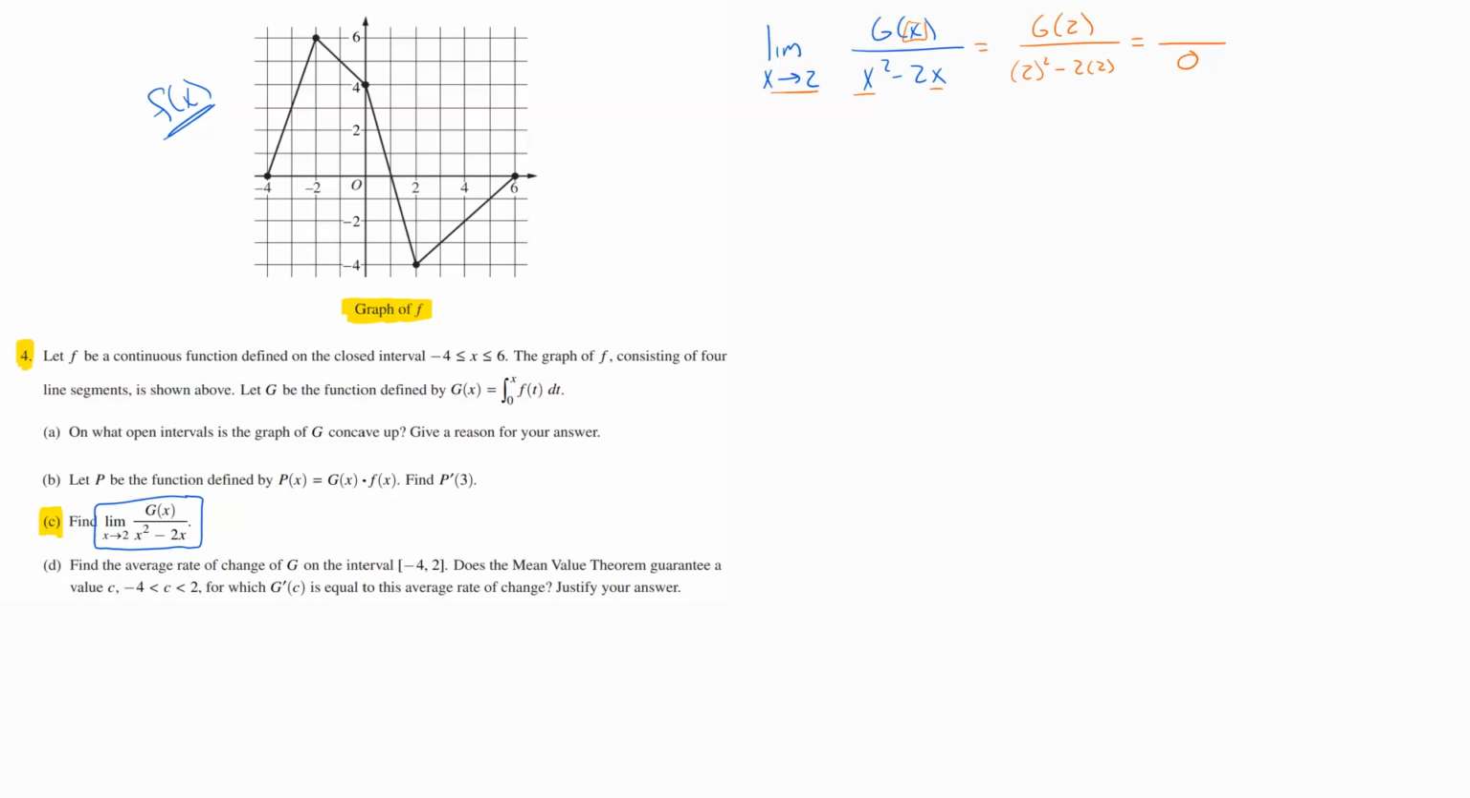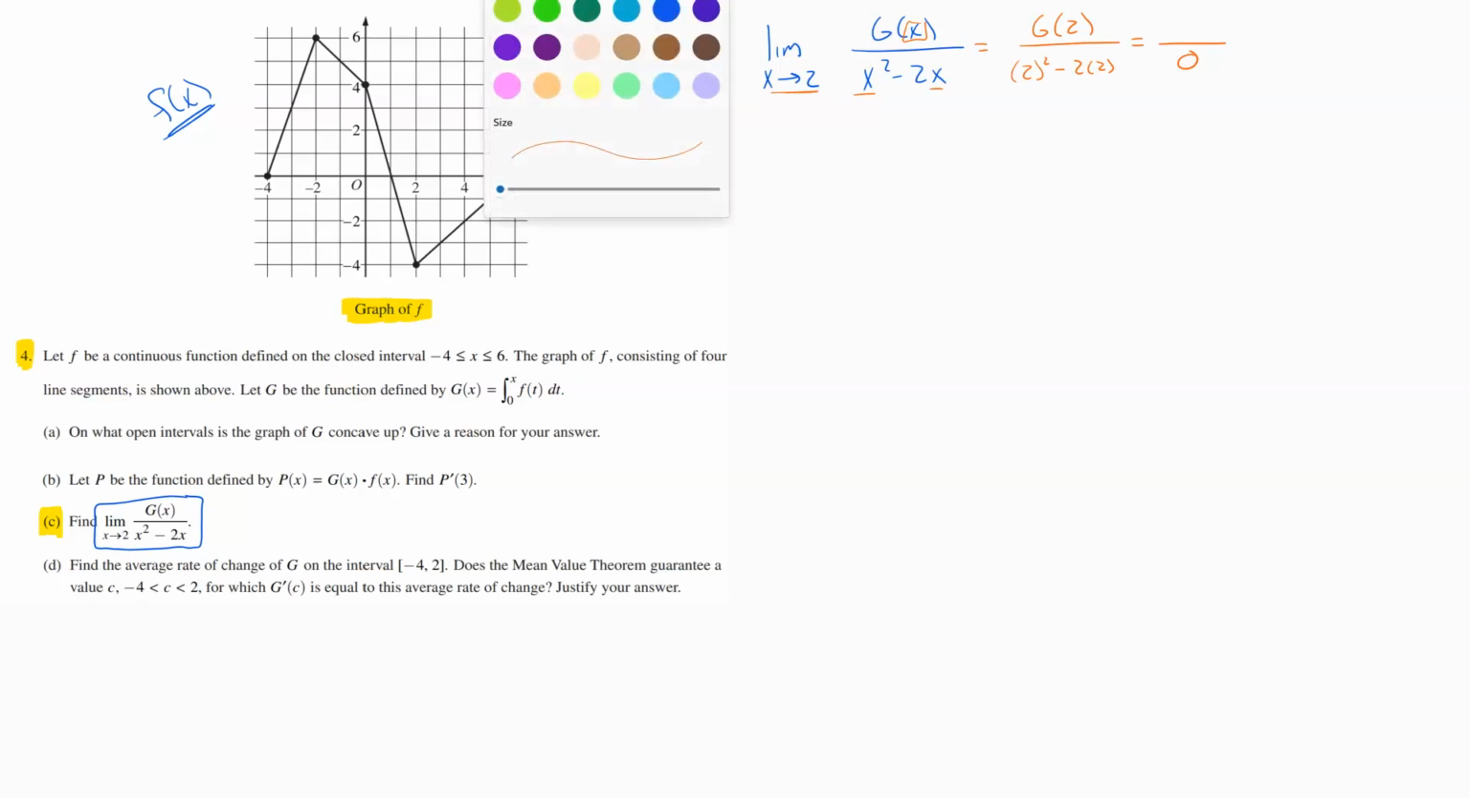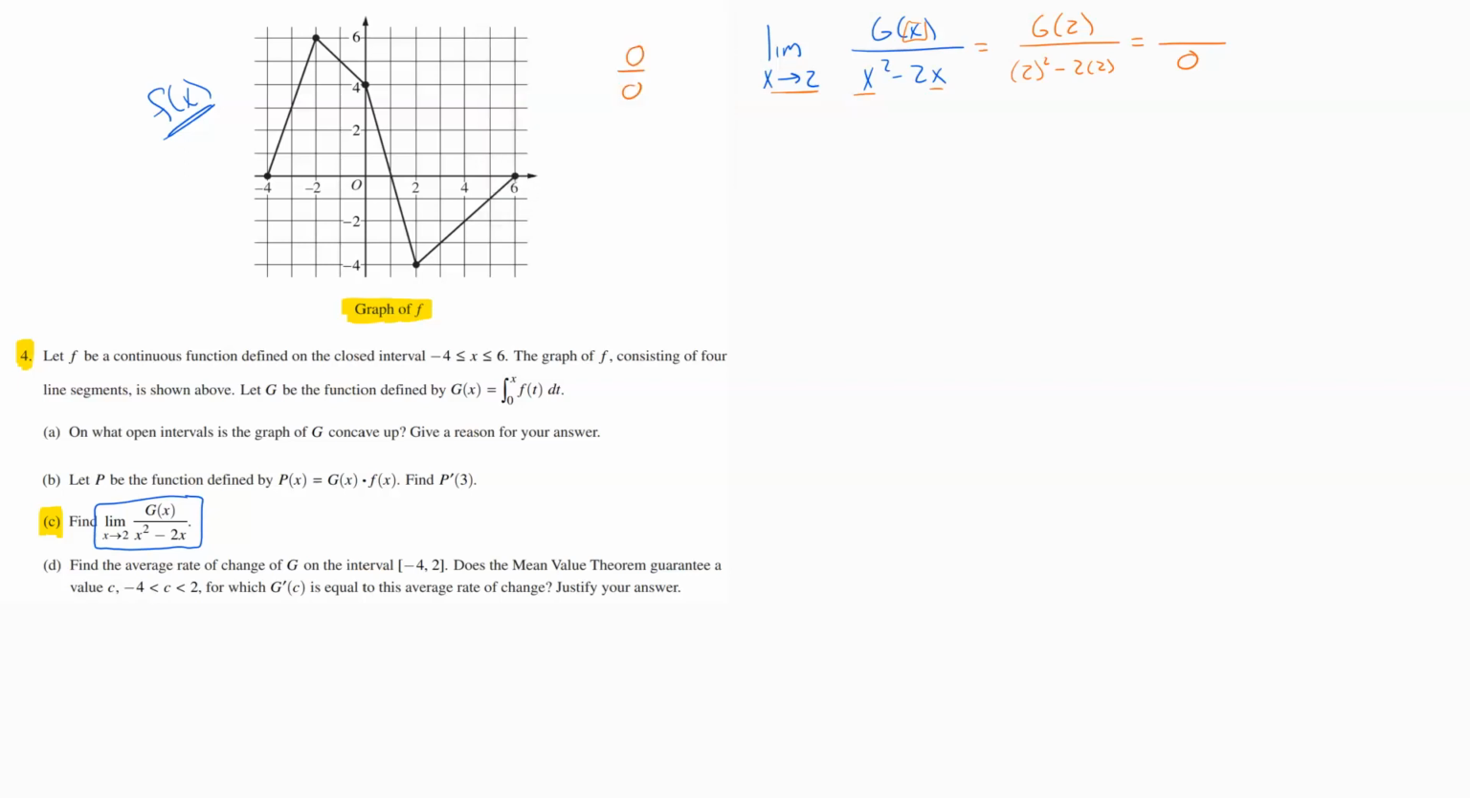But I need to keep looking at what the top is, because if we end up in a 0 over 0 situation, that's what we call an indeterminate form, and we can apply L'Hopital's rule. So I need to figure out what g of 2 equals. This goes back to finding my g equation.